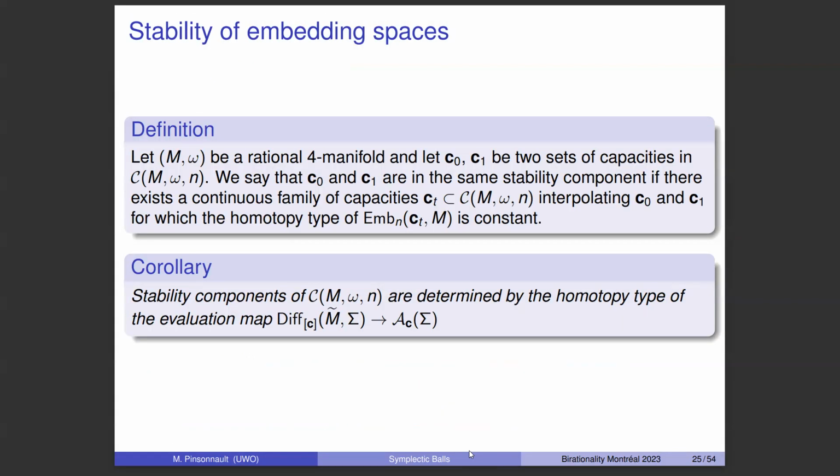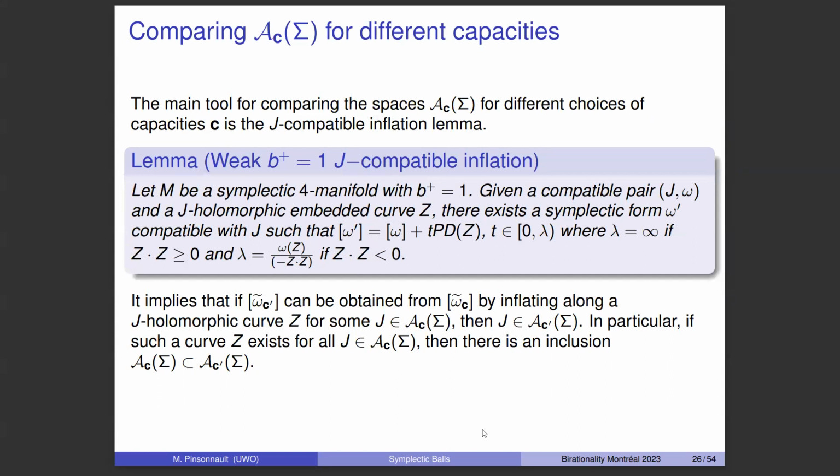So we say that two sets of capacities, 0, C1, and I always consider the same number of balls, n, are in the same stability component if the corresponding embedding spaces have the same homotopy type. So I want to be able to find a continuous deformation of these numbers so that the homotopy type is constant along this deformation. So it's really a path component within all possible sets of capacities. And the stability components will be determined by the previous fibration, by investigating this evaluation map, how Diff acts essentially on the space curly A of almost complex structures.